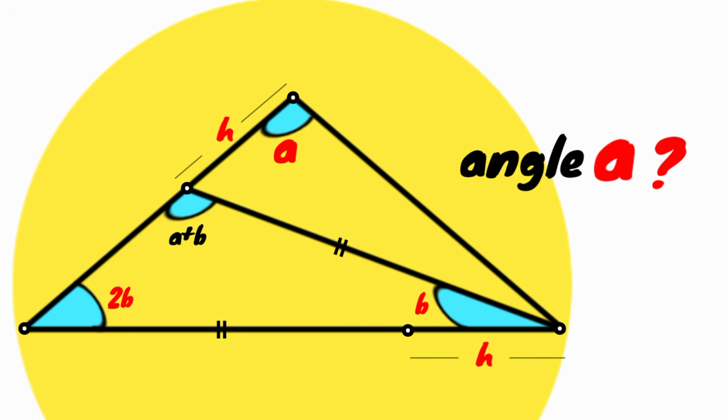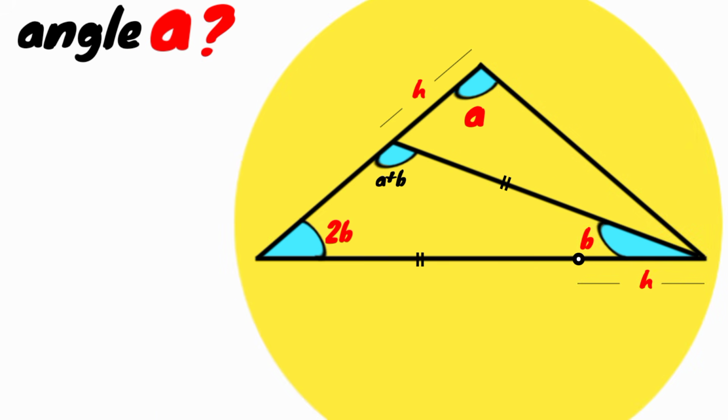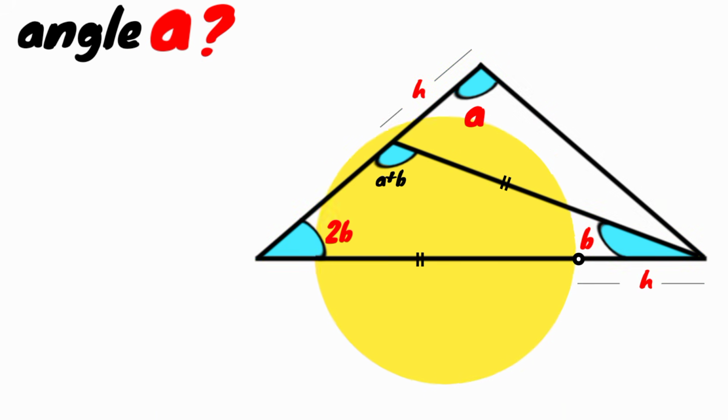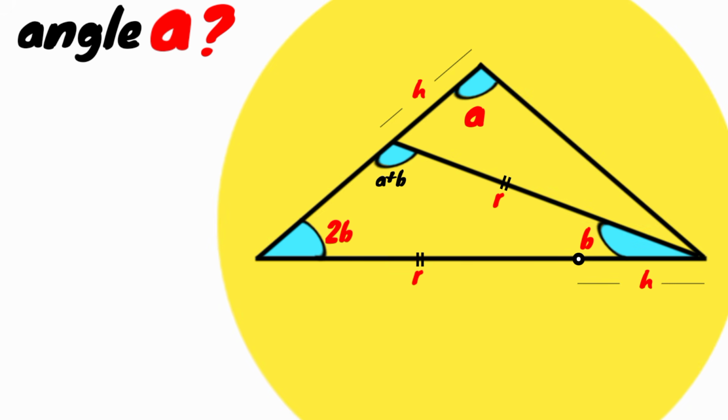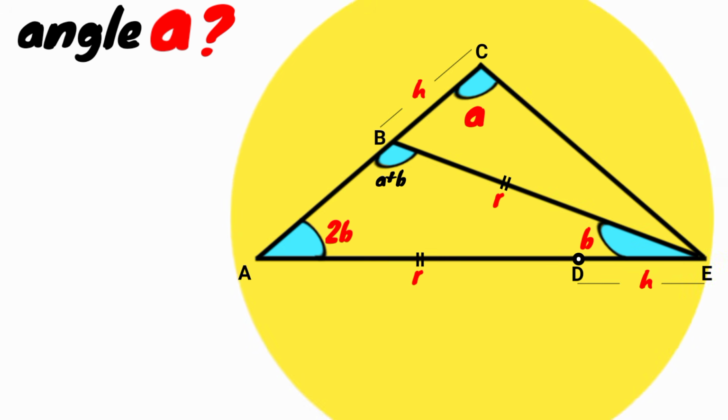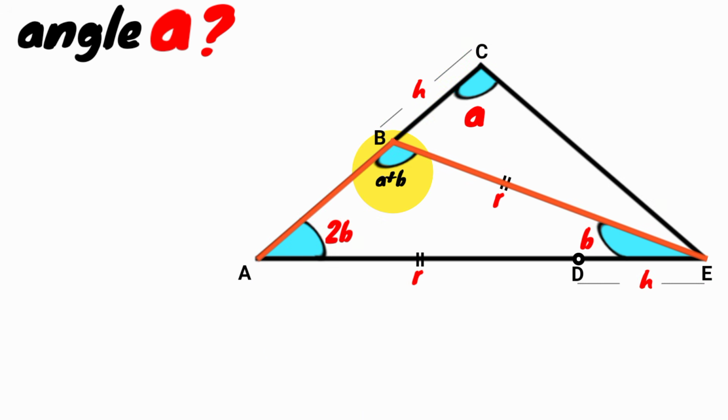Let's find out. Here, we're going to assume that the length of this line segment is R, so that this must also be R. Now we label all the points, say A, B, C, D, and E. Let's take a look at this angle ABE.